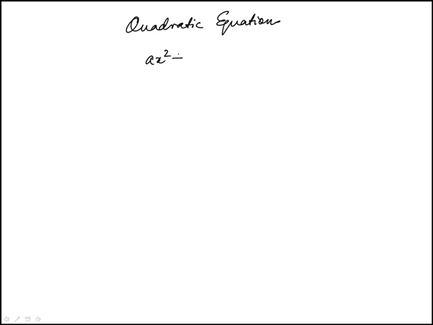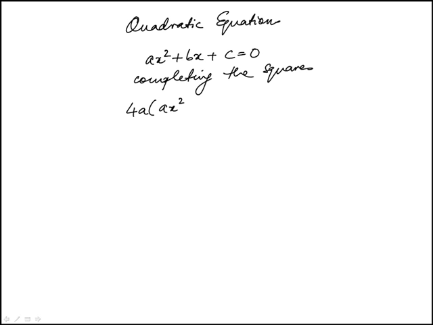So here I'm going to show you a slightly different way of solving the general quadratic equation. It is completing the square, but it's a little bit different than what you would see in most books. I think it's a little bit easier. So we're going to multiply both sides of this equation by 4a.